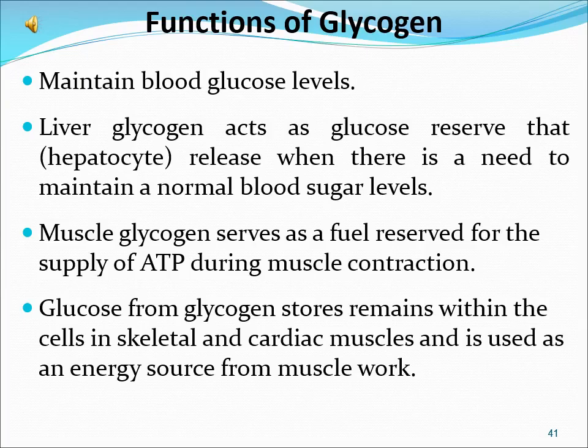Glycogen maintains blood glucose levels. Liver glycogen acts as a glucose reserve in hepatocytes, which release it when there is a need to maintain normal blood sugar levels. Muscle glycogen serves as a fuel reserve for supply of ATP during muscle contraction. Glucose from glycogen stores remains within the cells in skeletal and cardiac muscles and is used as an energy source for muscle work.